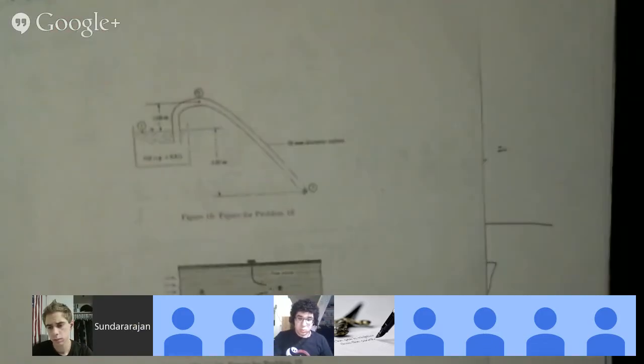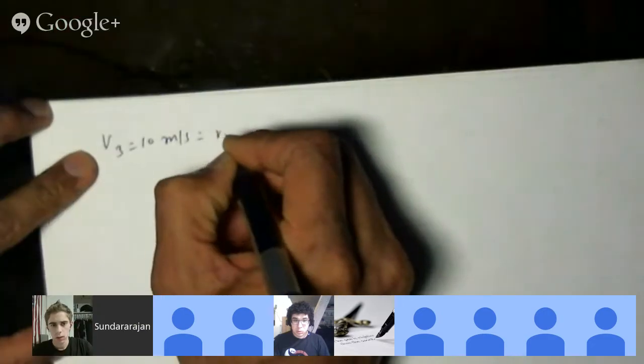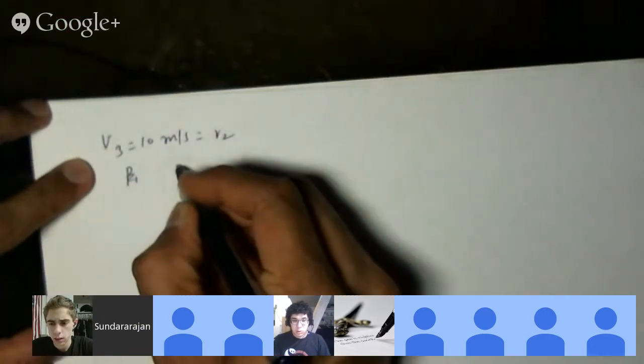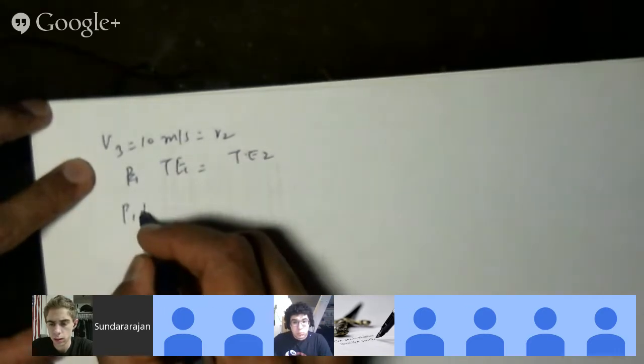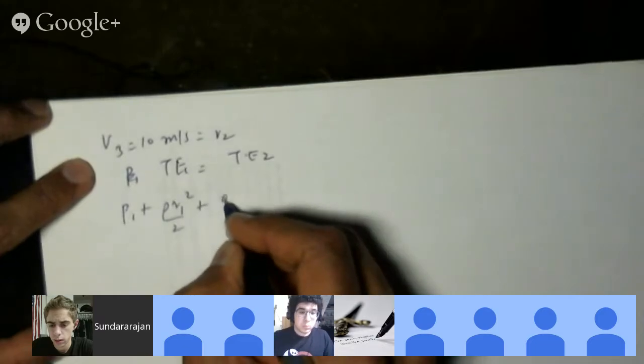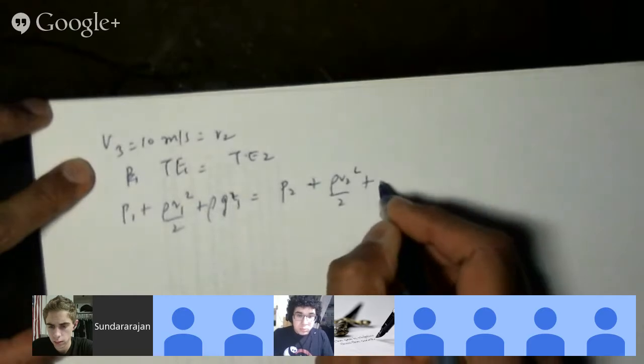Okay, so let's see. I think you might have a calculation mistake, but I'm not sure. So you got velocity V3 as 10 meters per second, which is the same as V2, right? Yeah. So energy at 1 equals energy at 2. So P1 plus rho V1 squared over 2 plus rho g Z1 equals P2 plus rho V2 squared over 2 plus rho g Z2.